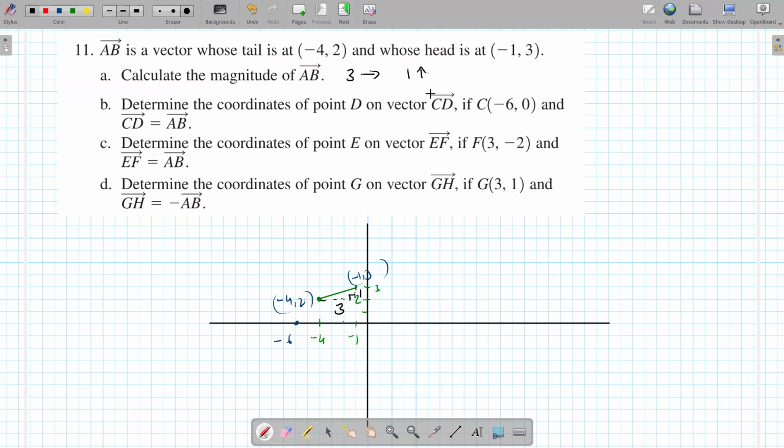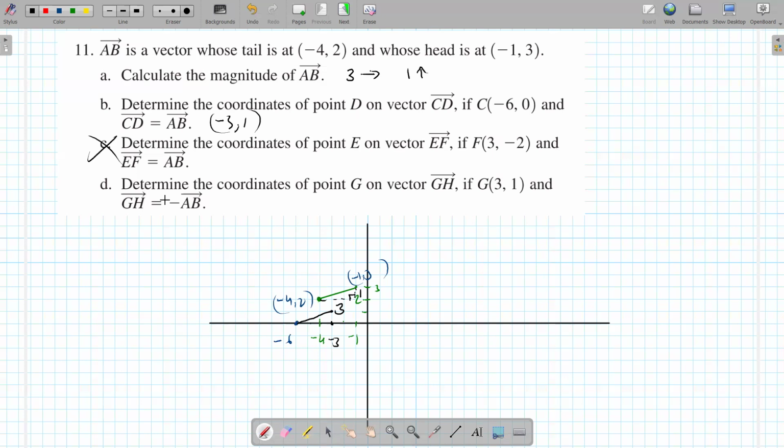Exactly. So we're gonna do the same thing for this point. This is gonna go across by 3, 1, 2, 3. So it's at -3 right now, and it's gonna go 1 unit up right there, and that is CD. Where does it end up? It ends up at -3 and 1. That's the head of D. Okay, we skip C. C is the same thing.